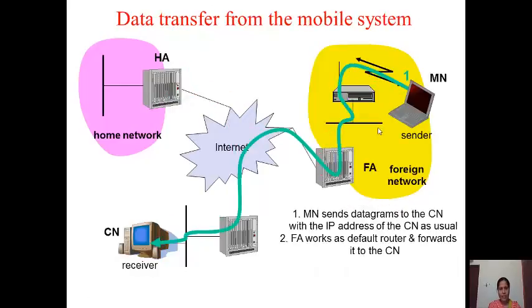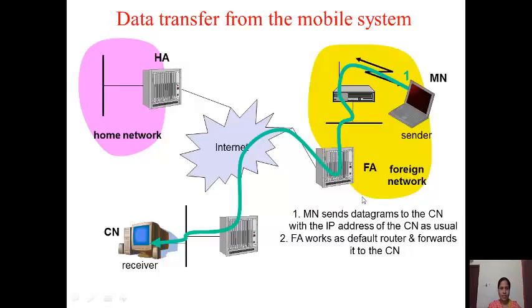How would it be vice versa? Now the mobile node is interested to send some data packets towards the correspondent node. So if you notice, the mobile node tries to send it to the foreign agent. The foreign agent just forwards it via the internet towards the correspondent node. So here the foreign agent works as a default router and forwards it to the correspondent node. Here there is no encapsulation, because the correspondent node is still available at its own address, right?